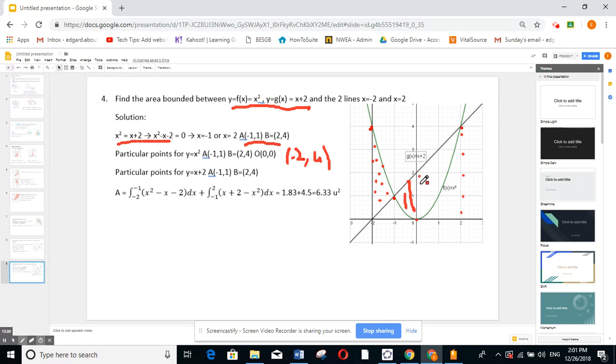But since the two curves intersect, I must split. I must take, for example, from minus 2 till minus 1, the green minus the black. I mean the green, which is x squared minus x plus 2, minus x minus 2. Then from minus 1 till 2, now the line is above. So I put the line, which is x plus 2, minus the green one, which is x squared. I can solve the two integrals and find the answer.